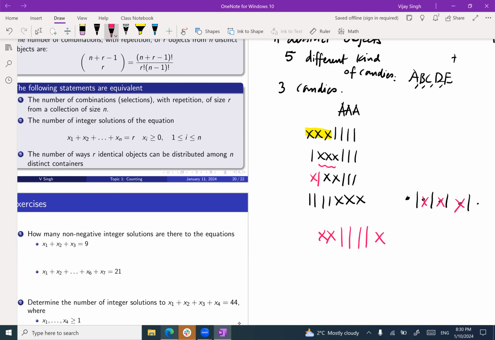This represents how many first candies chosen, how many second candies chosen, how many third, how many fourth, and how many fifth. Does it make sense to you? Yeah. Okay. Now, how many different combinations of these stars and bars are there? This is an arrangement, right? So how many stars are there? 3 stars. How many bars? 4 bars. So how many arrangements are possible?